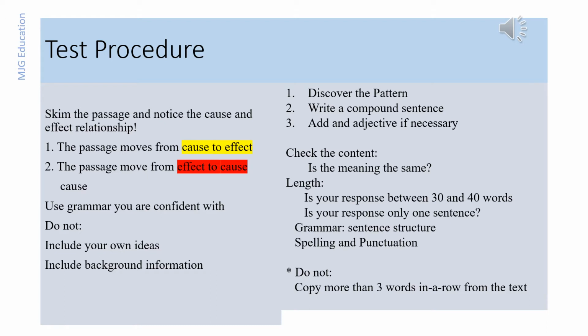The procedure is this. Discover the pattern. Cause to effect, effect to cause. Write a compound sentence, and then you have to add something to it. I always say an adjective clause, but you can add maybe a phrase to try and get it over 30 words. That's what's going on. Check the content. Is the meaning the same? Sometimes this gets confused when you're writing. Don't do that. Make sure you're just logically putting those sentences in order.